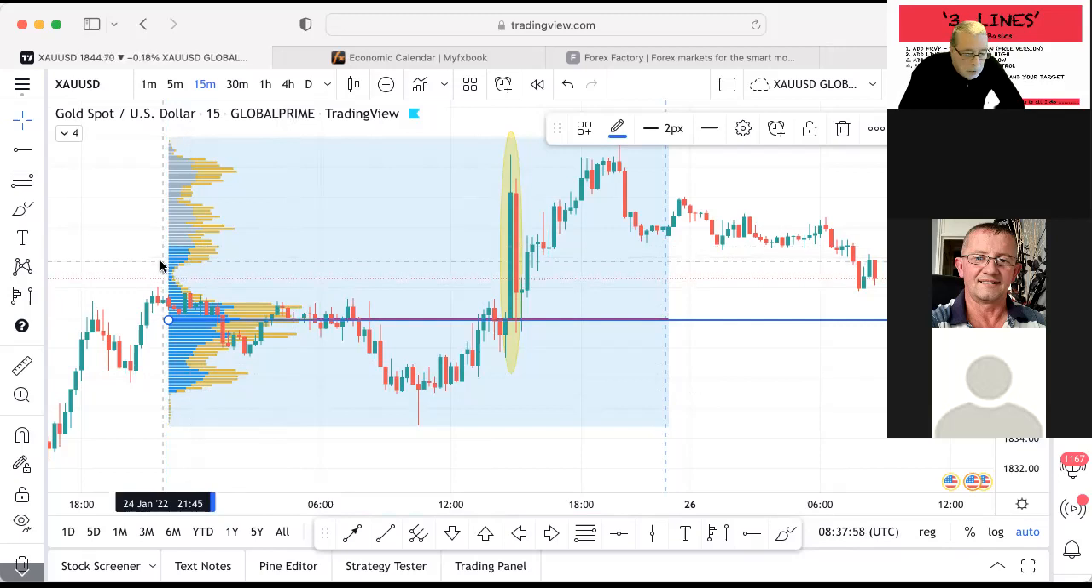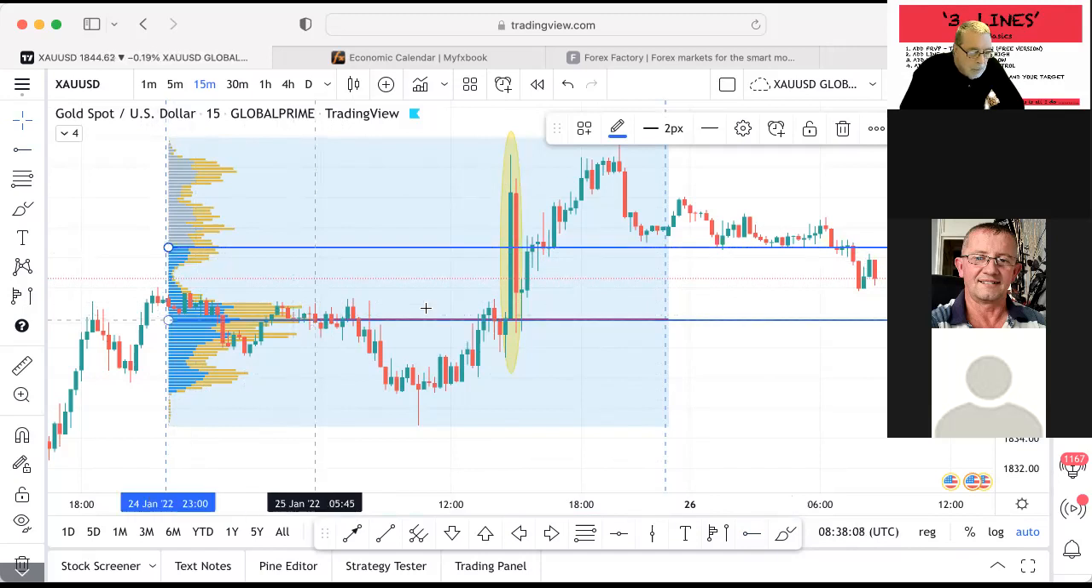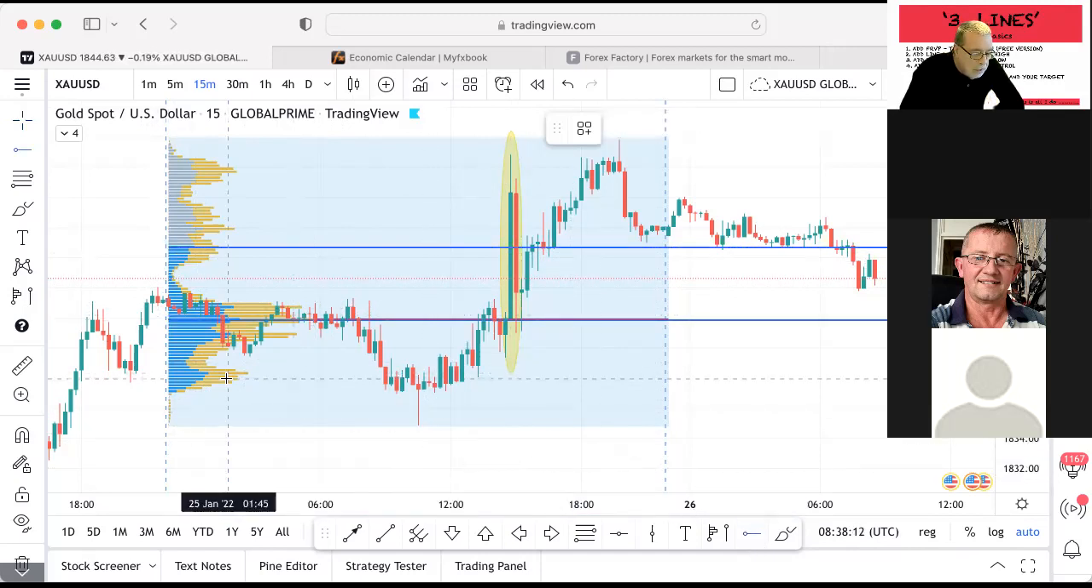So what we do is we mark off that 70% area. We'll put a line at the top, and the third line goes down at the bottom there.